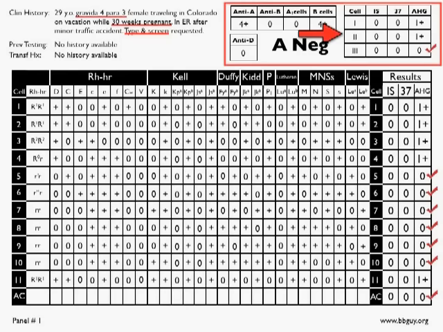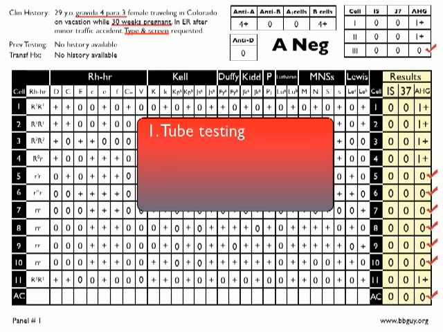Now let's see what we can learn just from looking at the panel itself. Let's focus our attention on the right side of the screen where I've drawn yellow highlights, and this is the results. What can we learn from just looking at these results? Well, first thing that we can learn is that this is tube testing. You have immediate spin phase, 37 degree phase, and anti-human globulin phase, or AHG phase. By definition, that's tube testing. There's no other platform that has immediate spin.